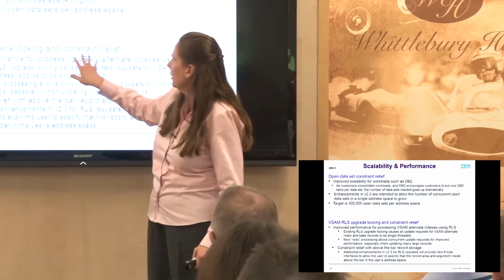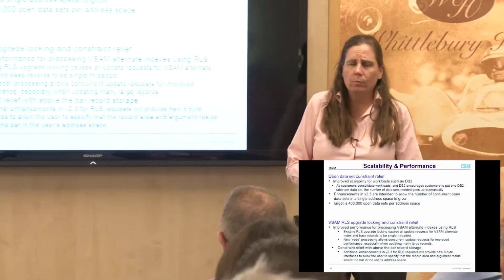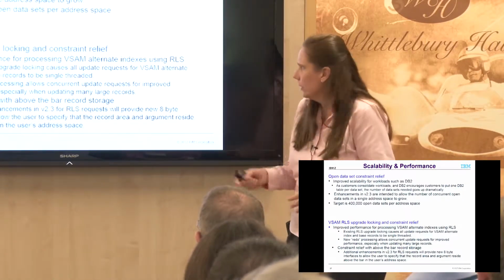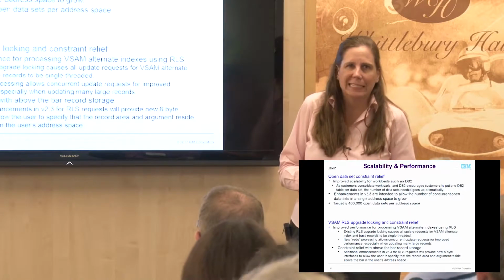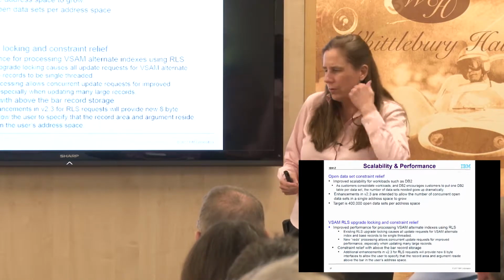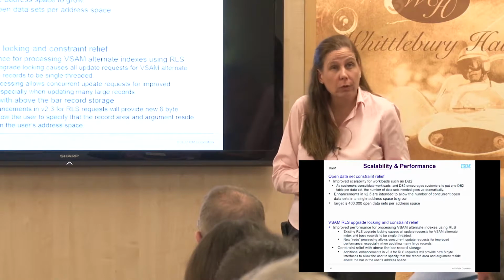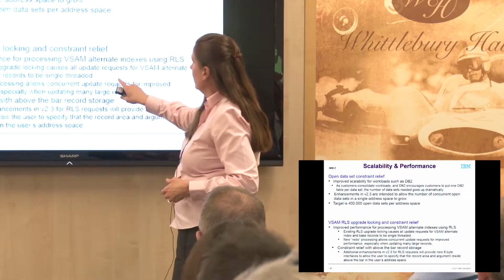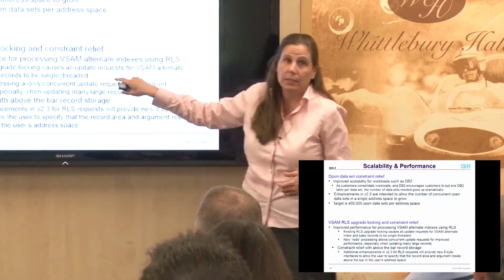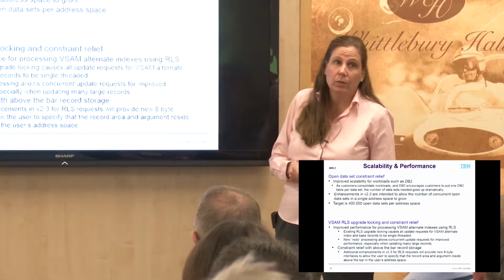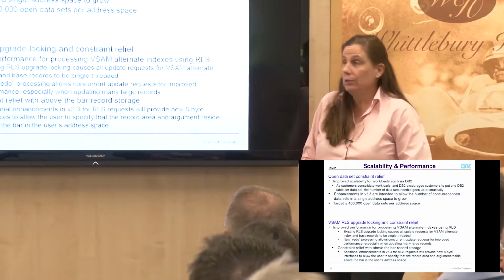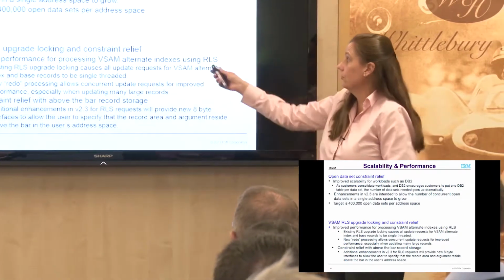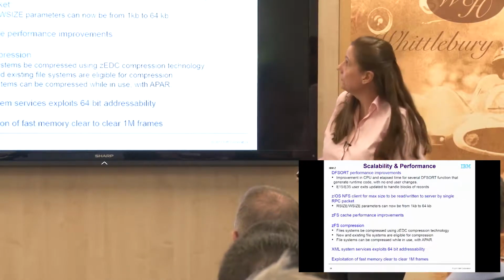VSAM RLS upgrade locking and constraint relief. You may recall that in z/OS 2.2 we had better granularity on VSAM RLS, where we weren't getting the lock at the dataset level. We were getting it at, I believe, the control area level, in order to make the dataset perform better and be more available. But for alternate indexes, we were still single-threaded in z/OS 2.2. So now in 2.3, we will have concurrent update requests available for alternate indexes.